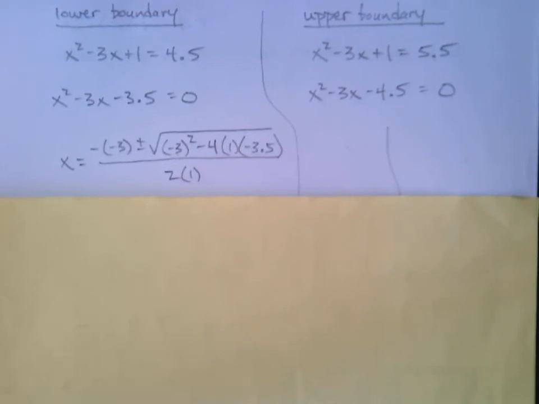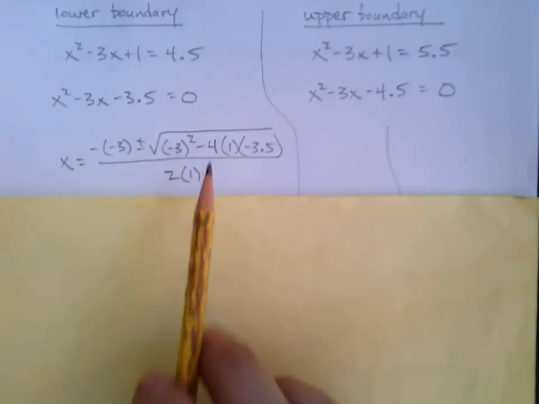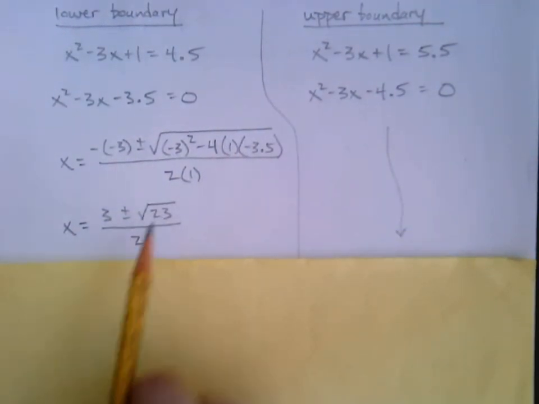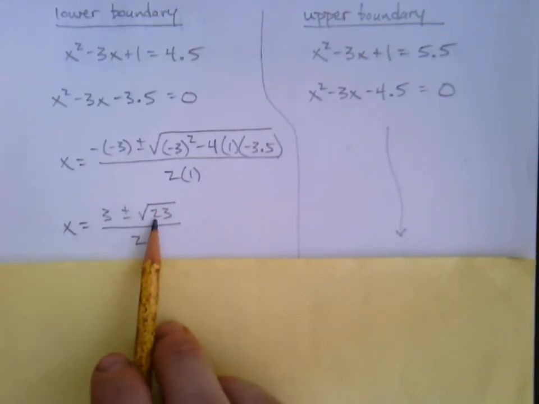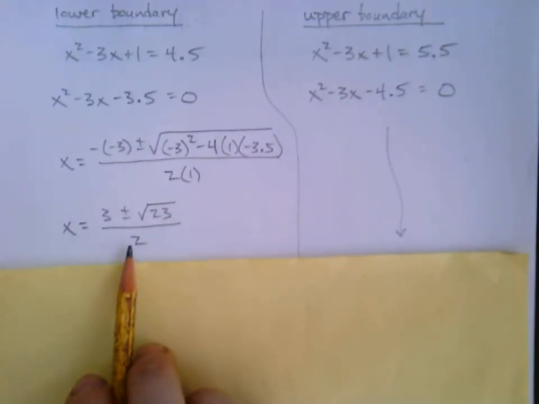I won't really spend any time breaking this down. I'm just going to clean up what's inside that square root. Turns out it's 23. So I've got positive 3 plus or minus the square root of 23 over 2. And this, of course, leads me to 2 answers when I add and when I subtract.